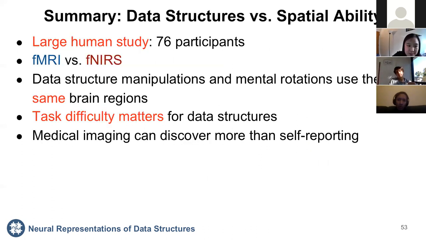To summarize, this study required a lot of effort. It is still the largest medical imaging human study in software engineering and the first one that compared fMRI and fNIRS in one single study. We found that humans use the same regions of their brain to carry out data structure tasks as they do to manipulate 3D objects, so-called spatial ability in psychology. And the task difficulty really matters for data structure tasks. We saw that medical imaging can reveal truths we may not be able to get with pure self-reporting.